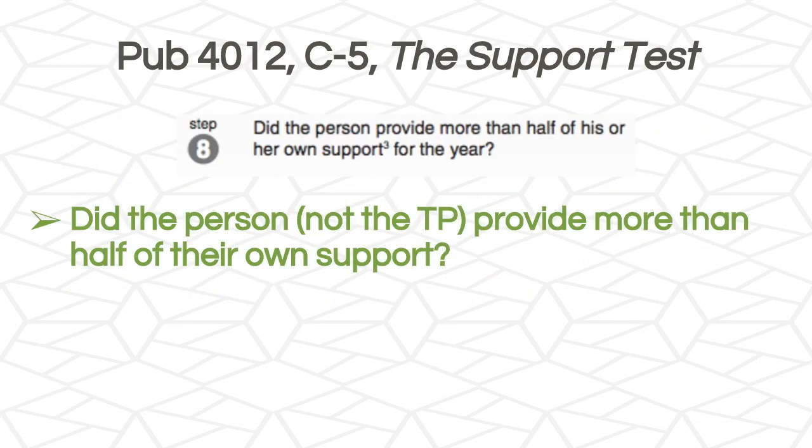Let's talk about the support test for a qualifying child. So if we're looking at page C5 and we go to step 8, step 8 asks, did the person provide more than half of his or her own support for the year? And so the person here refers not to the taxpayer, but the potential dependent. So in the question, did that potential dependent provide more than half of his or her own support for the year?